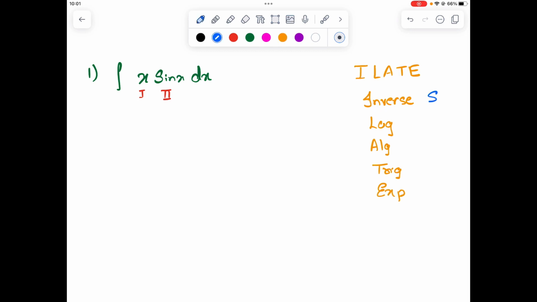What do I mean? Inverse trigonometric is sine inverse, cos inverse, and so on. Logarithmic is log itself. Algebraic is x square, x cube, and so on. Trigonometric is sine, cos, tan. Exponential is e power x. Over here in this question we can see that I have an algebraic and a trigonometric. So algebra comes first and trigonometric comes second.